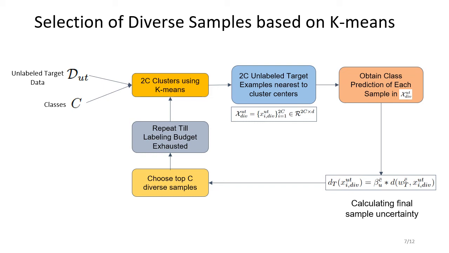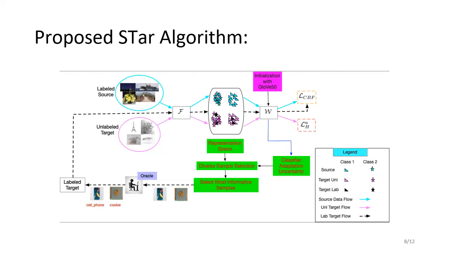After these two C final uncertainties have been calculated, we choose the top C diverse samples from them, and this is repeated until the labeling budget has been exhausted. This slide shows our unified method, the STAR algorithm, by gluing all the individual components together. We also address some other points in the semi-supervised domain adaptation literature to further improve performance.